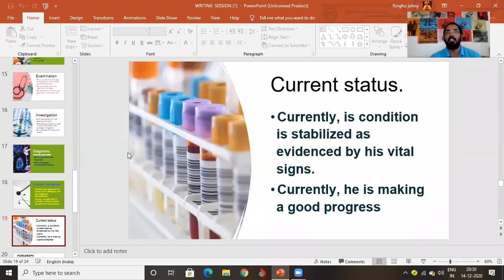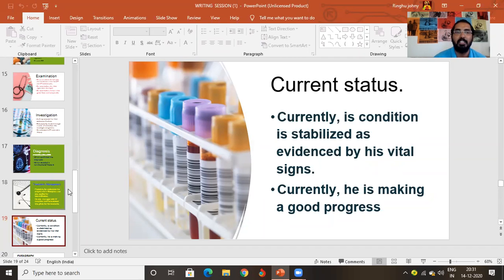Then comes the current status. Currently his condition is stabilized. ഈ ട്രീറ്റ്മെന്റ് എല്ലാം ചെയ്തതിന്റെ ഭാഗമായിട്ട് ഹിസ് കണ്ടീഷൻ ഈസ് സ്റ്റെബിലൈസ്ഡ് ആസ് എവിഡൻസ്ഡ് ബൈ ഹിസ് വൈറ്റൽ സൈൻസ്. സോ നമ്മൾ COVID-19 ഓർത്തു കഴിഞ്ഞാൽ നമ്മൾ ആദ്യമേ പറഞ്ഞ പേഷ്യന്റ് ഫീവർ ഉണ്ട് അല്ലെങ്കിൽ ടാക്കിക്കാർഡിയ ഉണ്ട്. പക്ഷെ നമ്മൾ ഈ മാനേജ്മെന്റ് എല്ലാം കൊടുത്തതിന്റെ ഭാഗമായിട്ട് കറന്റ്ലി ഇപ്പോ ഹിസ് കണ്ടീഷൻ ഈസ് സ്റ്റെബിലൈസ്ഡ് ആസ് എവിഡൻസ്ഡ് ബൈ ഹിസ് നോർമൽ വൈറ്റൽ സൈൻസ്. Or you can say after surgery, currently he is making good progress as evidenced by his walking, or whatever, it can be anything, walking with a walker or anything.